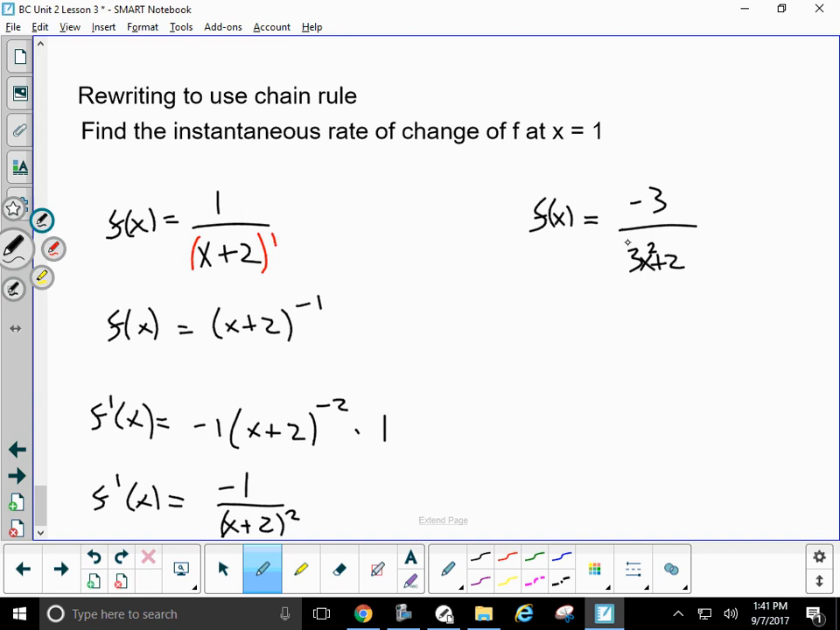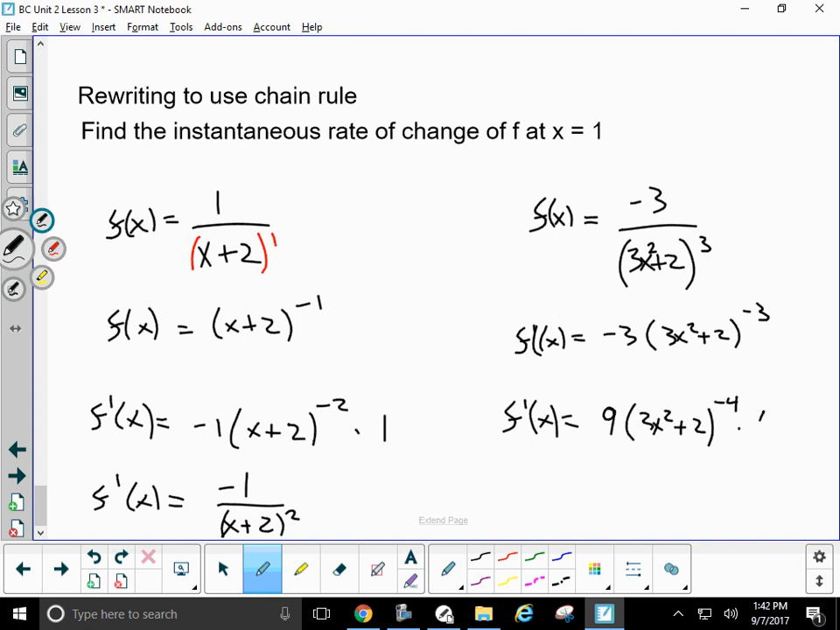Okay? So this guy, let's say this is negative 3 over 3x squared plus 2 cubed. I wouldn't use the quotient rule because I'd have to use the quotient rule and the chain rule. Instead, I would rewrite this as negative 3 times 3x squared plus 2 to the negative third, and then take the derivative. I'm going to do this all at once and see if you can follow along. So it would be positive 9, 3x squared plus 2 to the negative fourth times 6x. Okay?